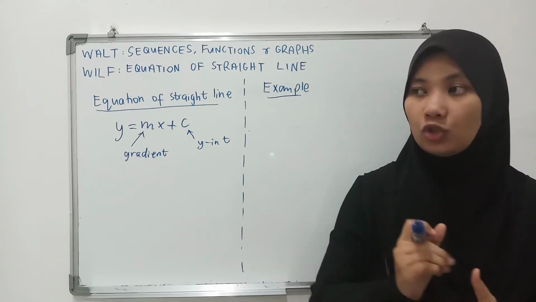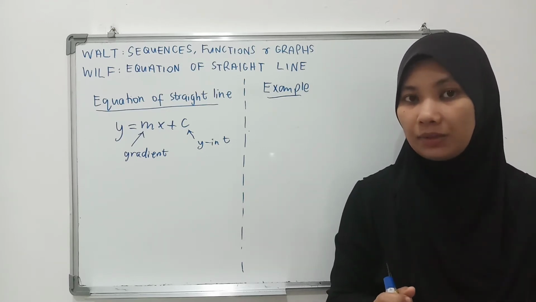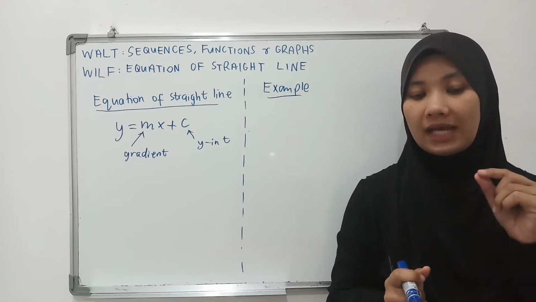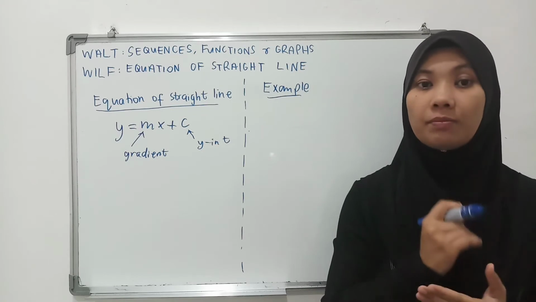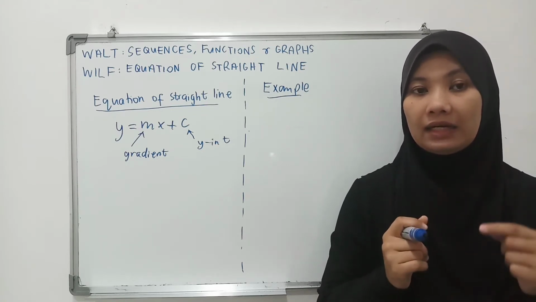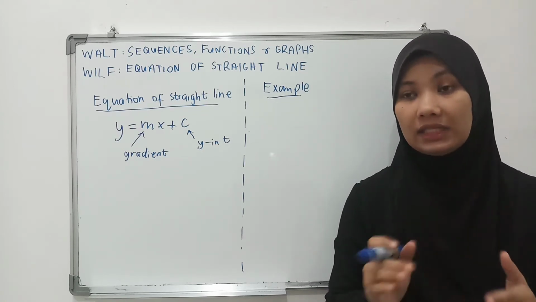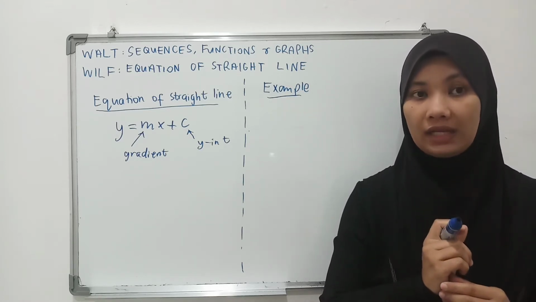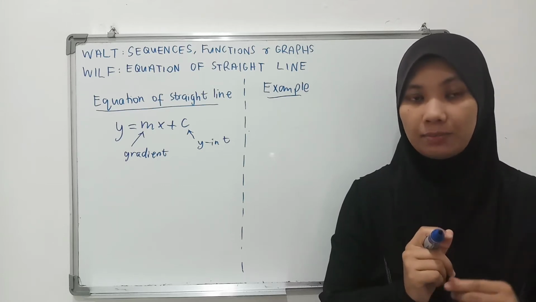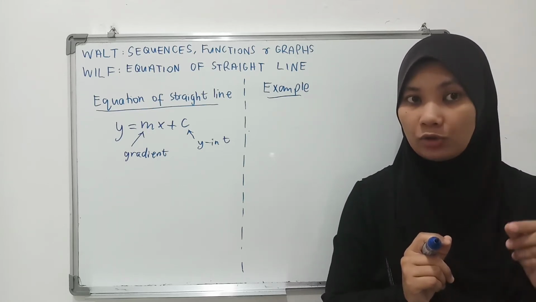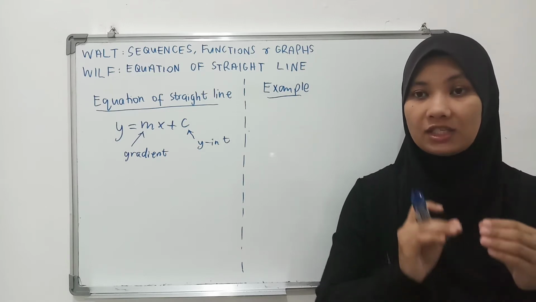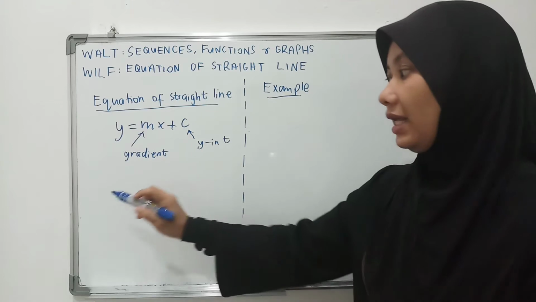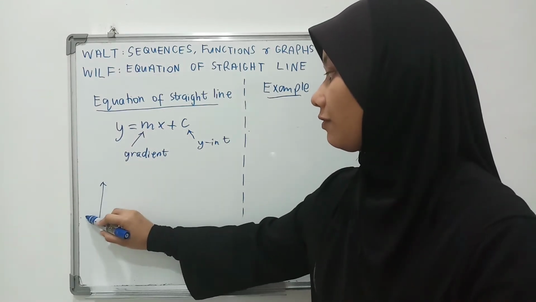Okay, so now, in the previous example, you were given the value of m, and you just identify the value of c from the graph. But in some of the questions, they don't give you the value of the gradient. You need to calculate the value of the gradient by using the previous knowledge of how we calculate gradient. So we have a specific formula on how to calculate gradient. For example, let's say you have a graph like that.